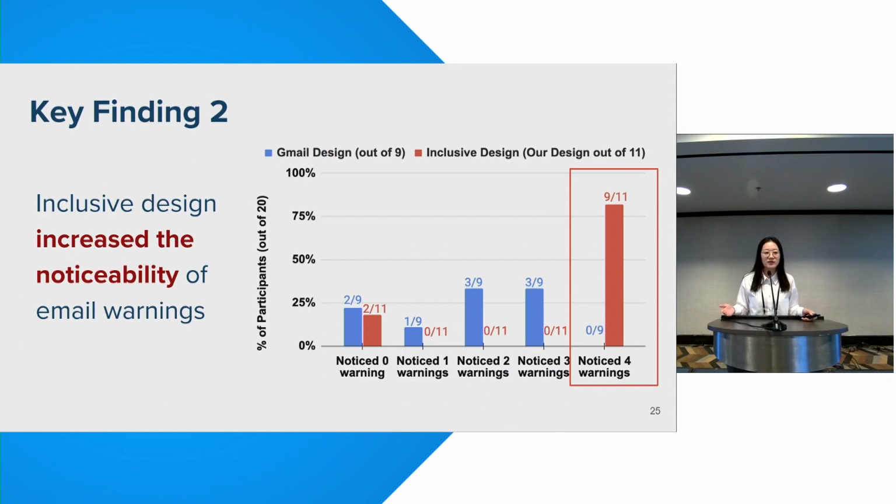Through the experiment, one major finding we had was that inclusive design increased the noticeability of email warnings for people with varying impairments. From the graph, we can see the blue bar is how many participants noticed the warning in Gmail design, and the red bar is how many participants noticed warnings in inclusive design. It clearly shows that no participants noticed all the email warnings under the Gmail design, but 9 out of 11 noticed all warnings in inclusive design.